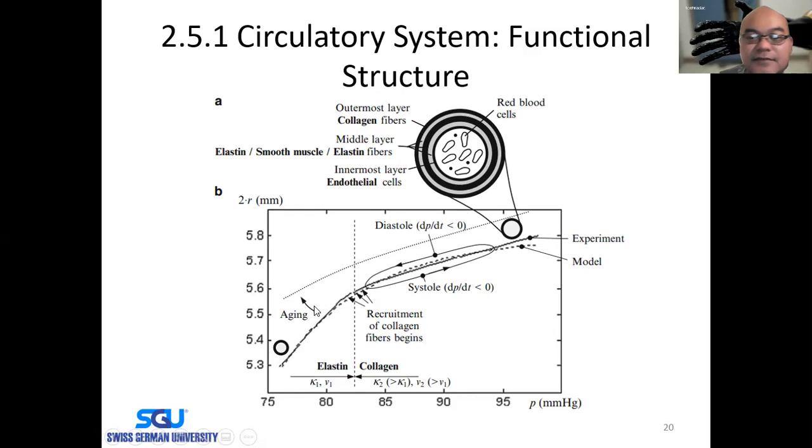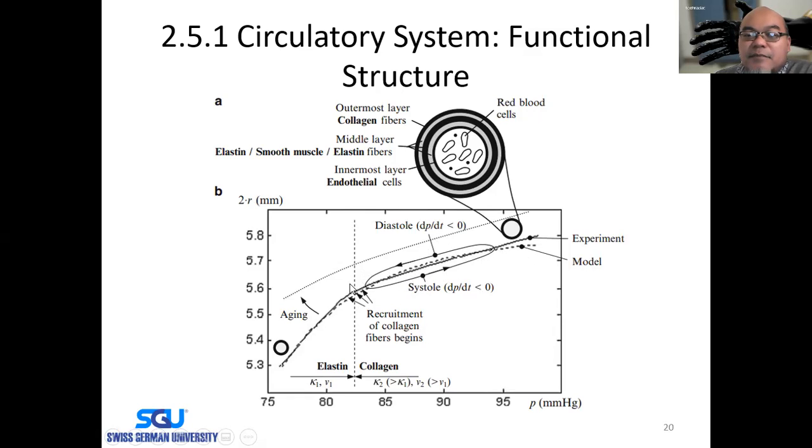So this graph indicates the diameter and the pressure. When the diameter is high at the aorta, the pressure is very high, but when the diameter is small at the arterioles and capillaries, the pressure is also small. And when we look here at the young age, there is a clear difference between the region where elastin is the most and the region where collagen fibers are dominant.